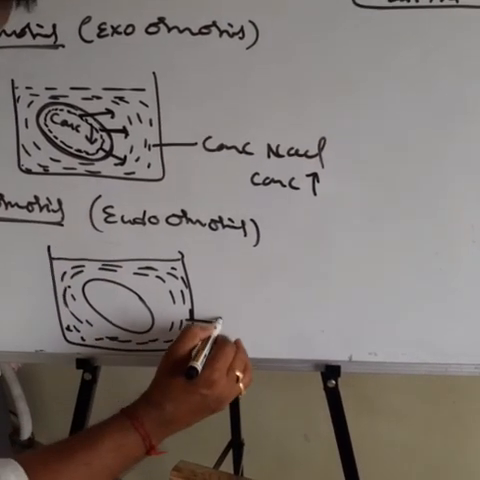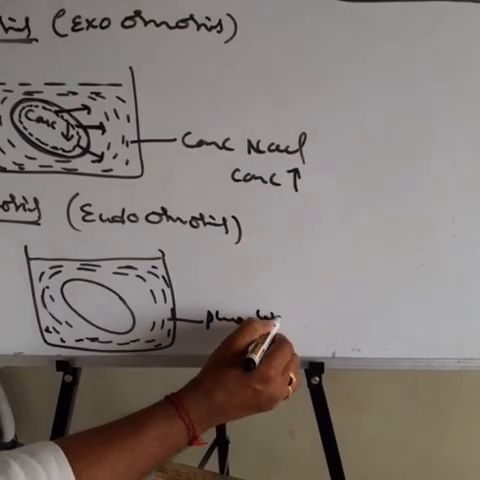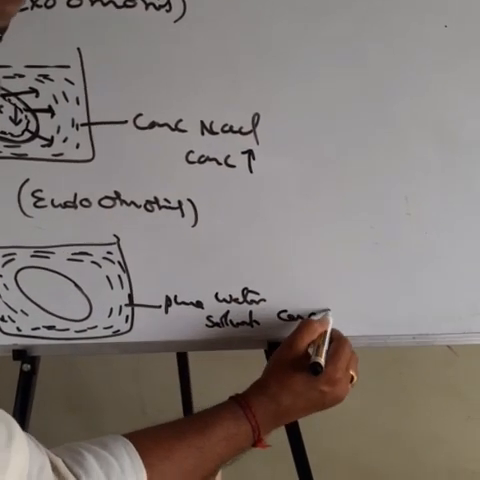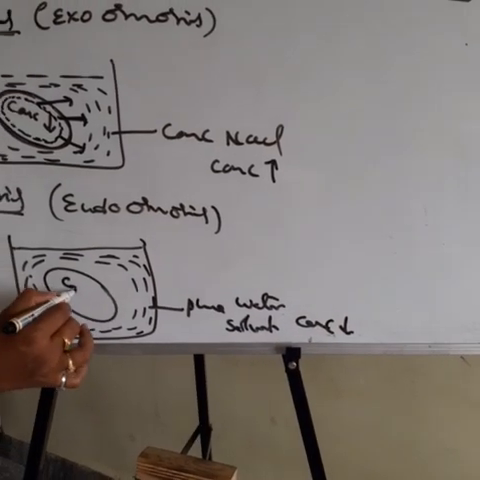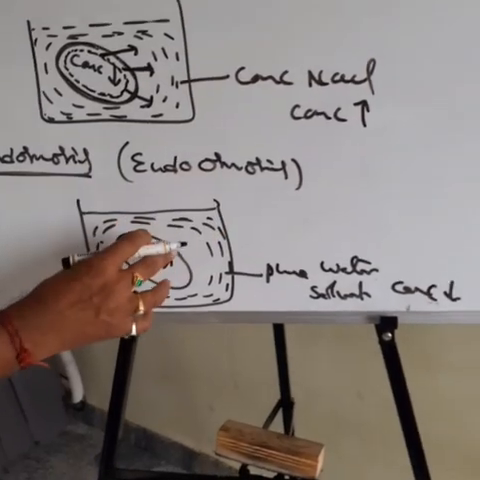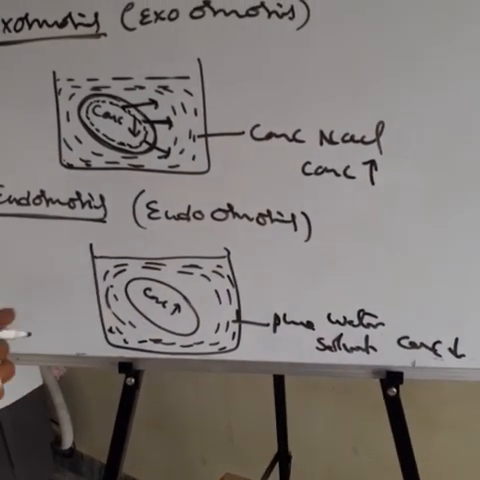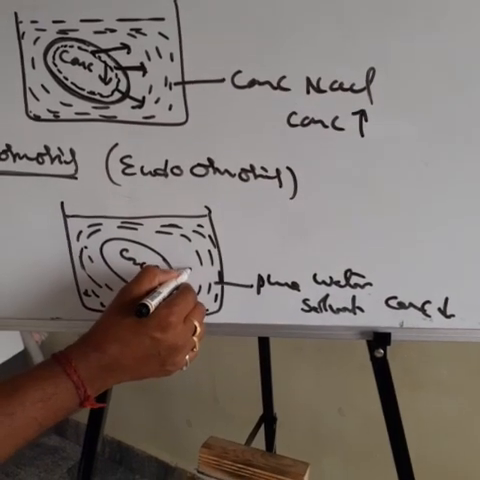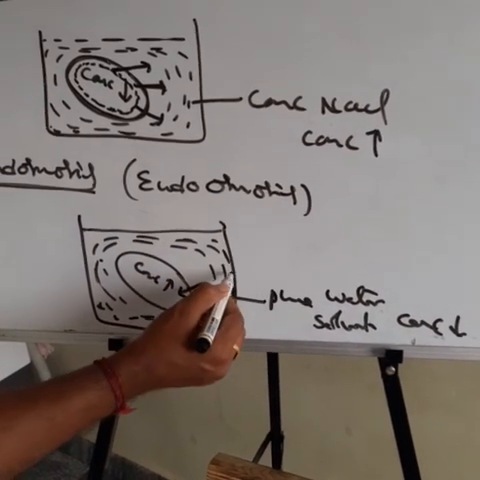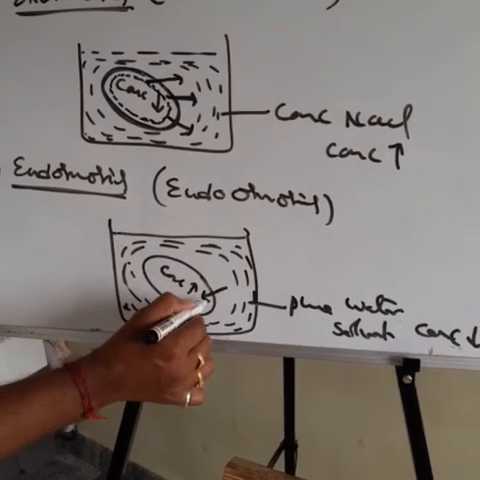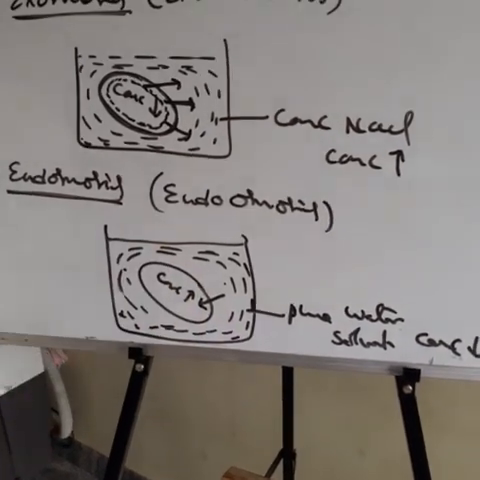Pure water means nothing but solvent. Their concentration is less, but inside the egg the concentration is more. So whenever that egg is dipped into the pure solvent or water, the solvent particles flow into the egg through the semi-permeable membrane, from the solvent to the inside of the egg.